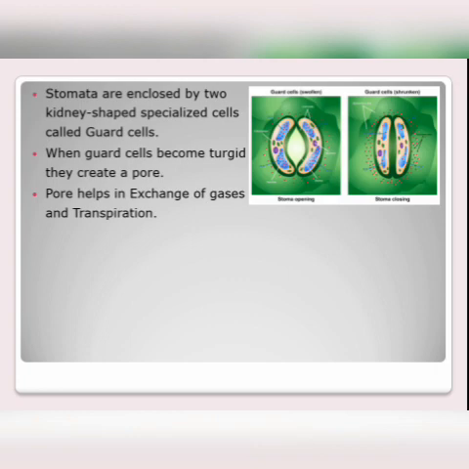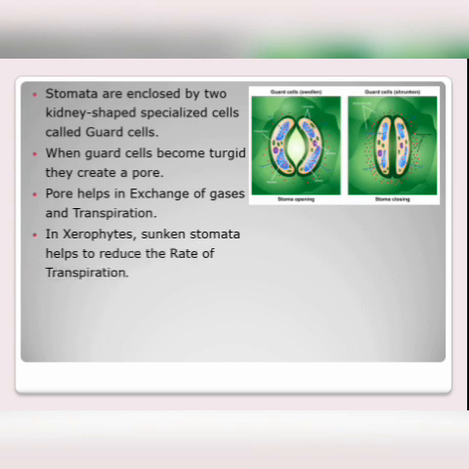In the case of xerophytic plants like cactus, there is sunken stomata, and that helps to reduce the rate of transpiration. Xerophytic plants are especially present in desert regions where there is a very limited amount of water, and due to high temperature, if the water is lost, then it will be very difficult for the plant to perform all the other biochemical processes. So, to retain the water, there are many modifications, right? Here it is seen that sunken stomata reduce the rate of transpiration.